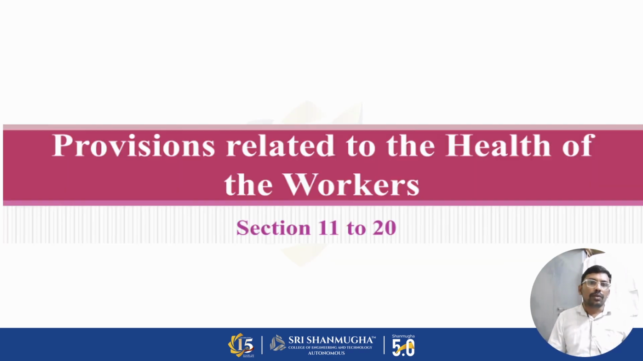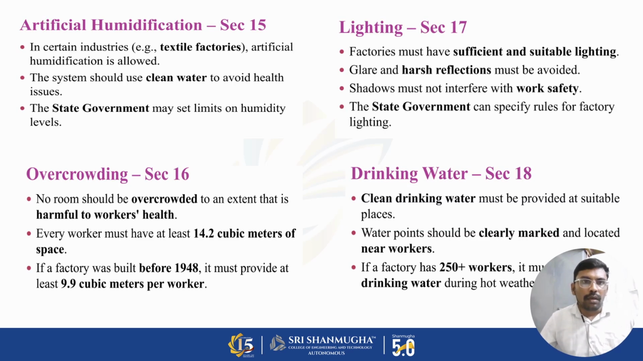Next we will discuss the provisions related to the health of the workers under Sections 11 to 20. These are the provisions to be given to the workers. Artificial humidification is under Section 15. Lighting conditions are under Section 17. Avoiding overcrowding is under Section 16 of the Indian Factories Act. And drinking water: clean drinking water must be provided at suitable places. It comes under Section 18.